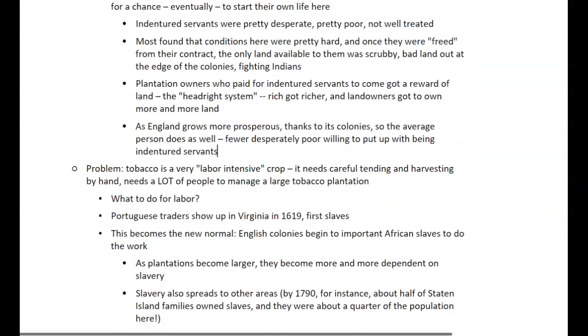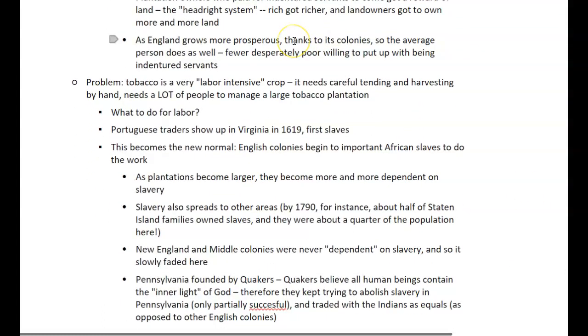Well, the indentured servant thing kind of wears out. England starts to get more prosperous thanks to its colonies. And as we say in the business, a rising tide raises all boats. So as England gets more prosperous, the average person becomes more prosperous as well. So there are fewer desperately poor people willing to put up with being indentured servants.